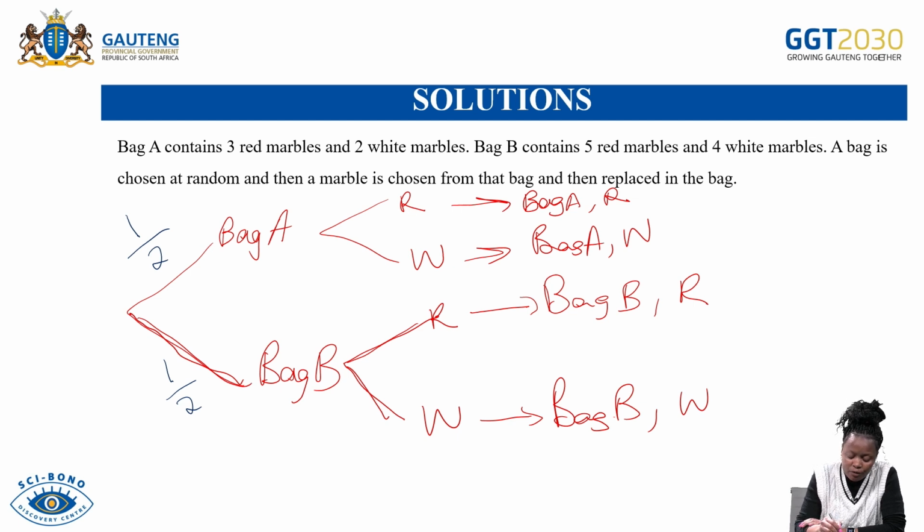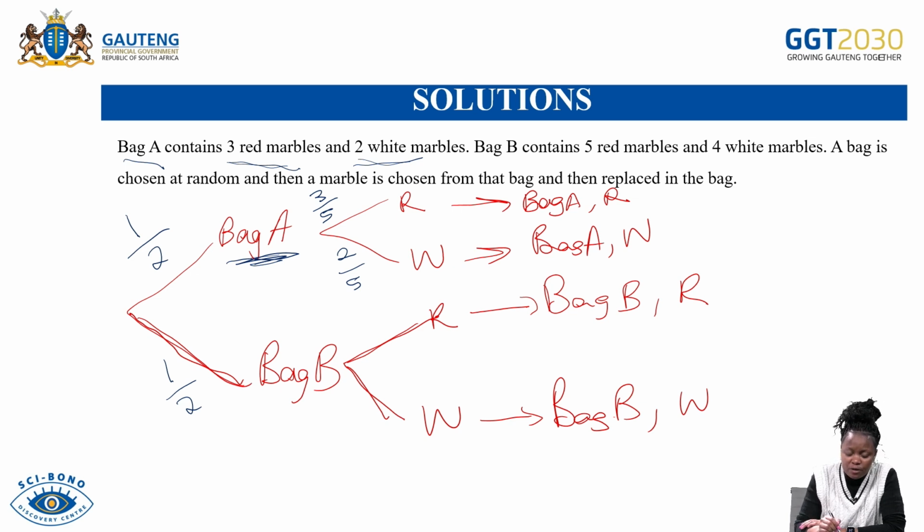What is the probability of throwing a red marble in bag A? In bag A, I can get 3 red marbles, right? So it's going to be 3 out of 5 marbles in that bag. Okay, you move to the white marble. The probability of getting the white marbles in bag A is going to be 2 out of the total of 5, because it's these 2 marbles plus the 3 red marbles, right? Okay, and then we move this side.